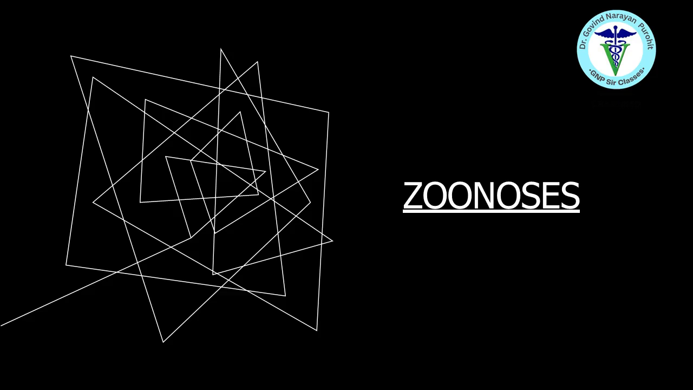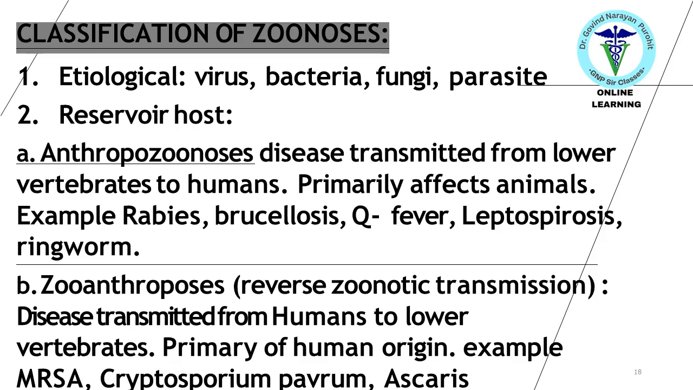Now we discuss zoonoses. Zoonosis is an infectious disease that is transmitted between species, from animals to humans or from humans to animals. Zoonotic pathogens can be bacterial, viral, parasitic, or fungal, and can spread to humans through direct contact or through food, water, or the environment. Zoonoses can be classified based on the etiological factor, for example bacteria, virus, fungi, parasite. They can also be classified based on the reservoir host, starting with anthropozoonosis: disease transmitted from lower vertebrates to humans.